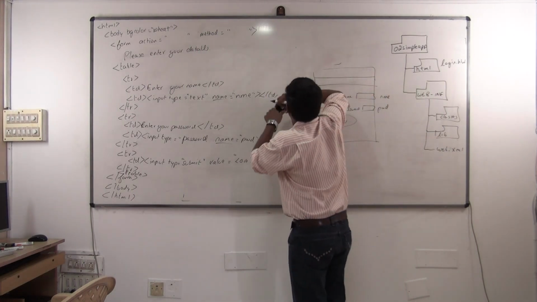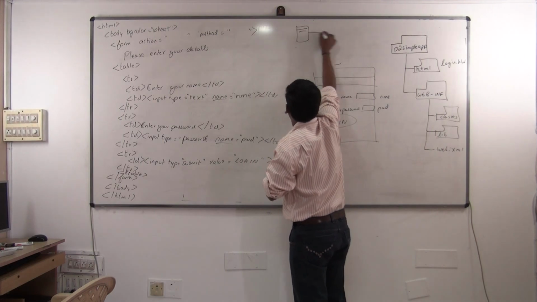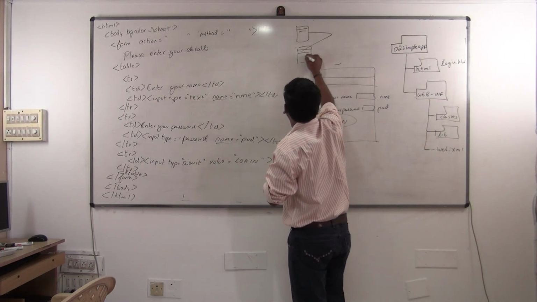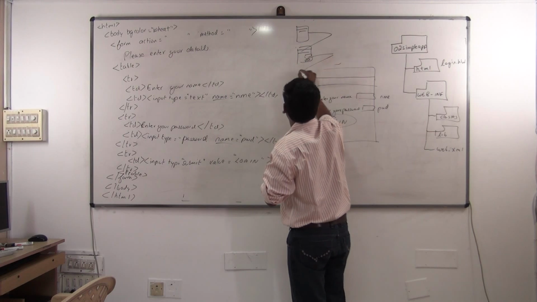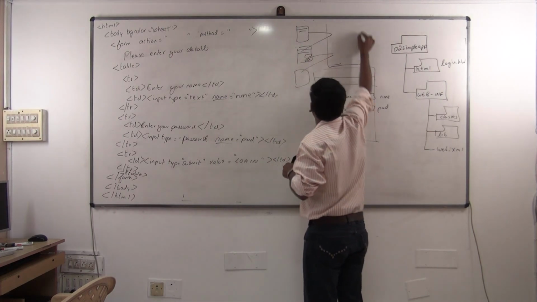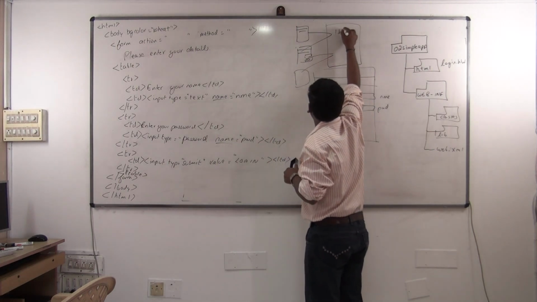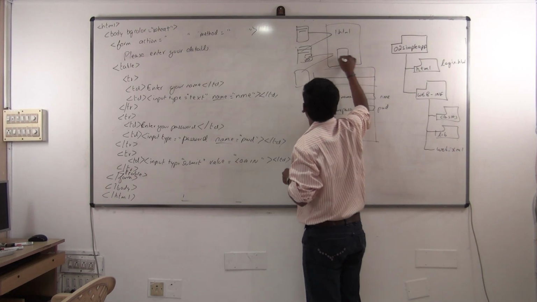See this very clearly. First time he will make the request. After that, he will enter the values. See the diagram you have written. This is the HTML file, login.html. This is the Java file.